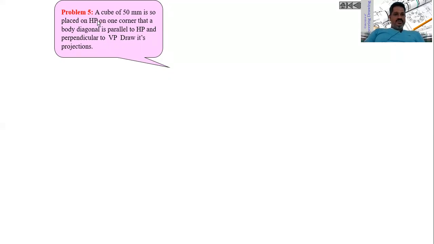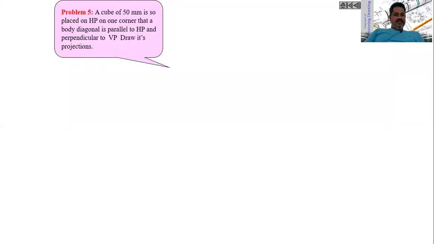I read the problem here. A cube of 50 mm is so placed on HP on one corner that a body diagonal is parallel to HP. This is the first condition, and the second condition is that the diagonal is also perpendicular to VP. By assuming these two conditions, we have to draw the projections of the cube of side 50 mm.